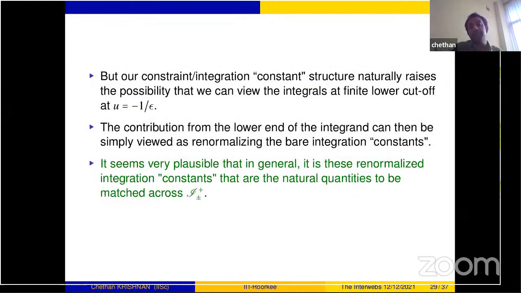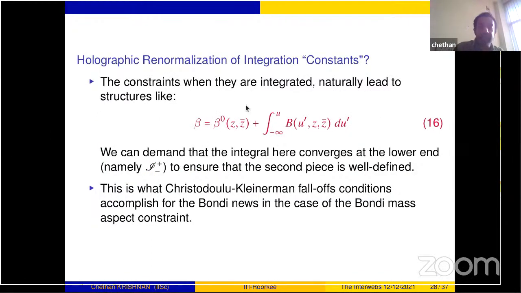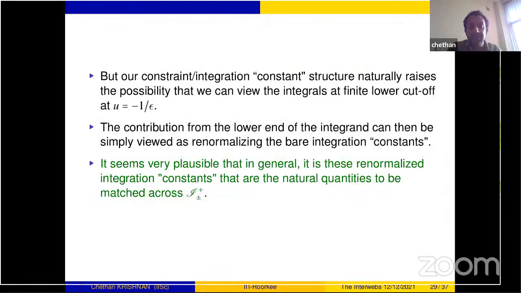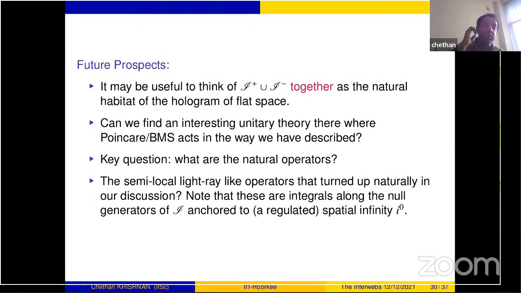The contribution from the lower end of the integrand can then simply be viewed as renormalizing the bare integration constants. And I think the fact that this structure universally shows up in our gauge is very suggestive in some sense. Probably this structure may be of some use in understanding flat space holography. Note that this is basically a light ray-like integral. I can say a little bit more about that, but let me go to the concluding couple of slides.